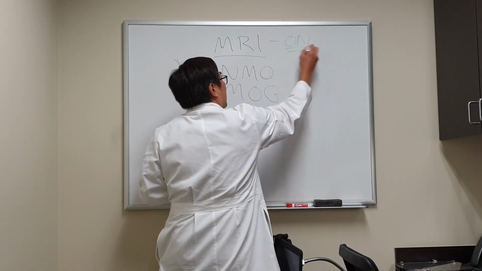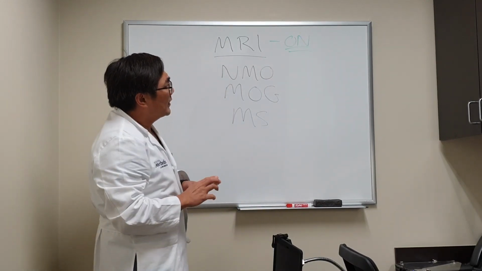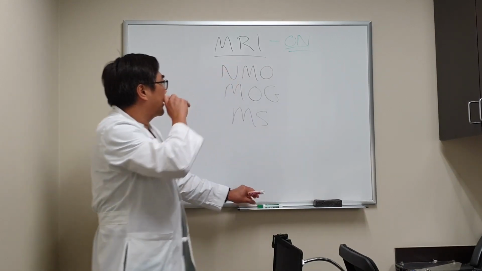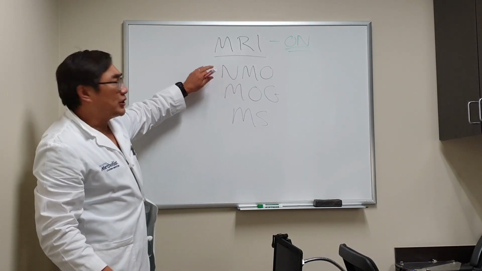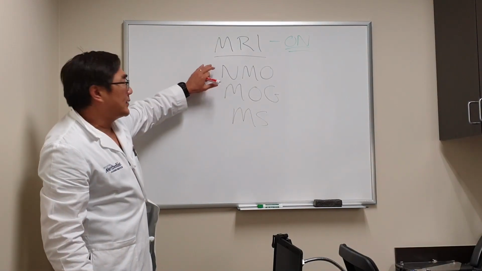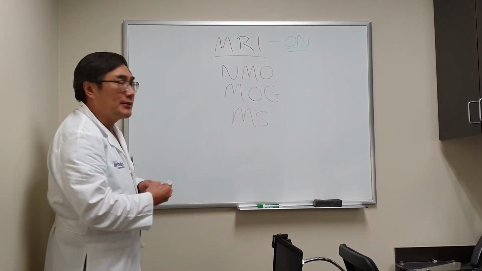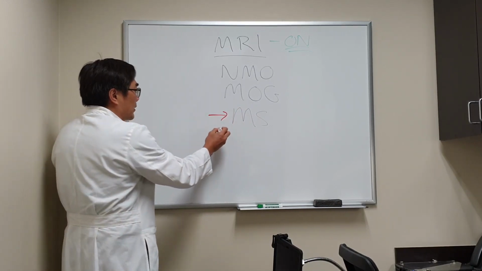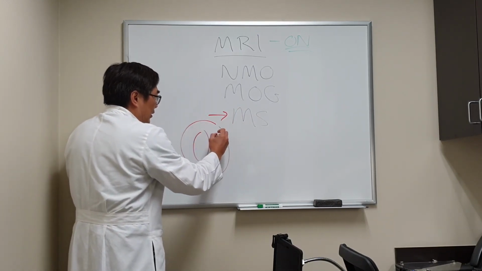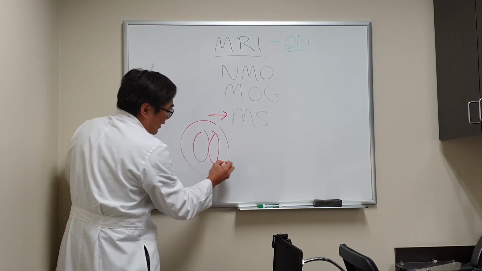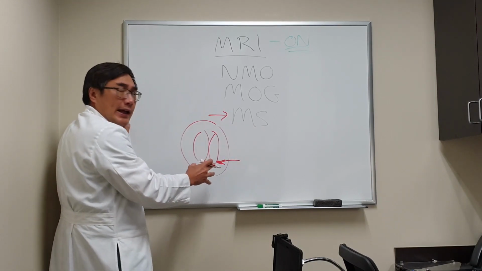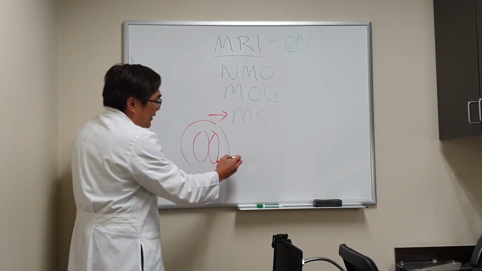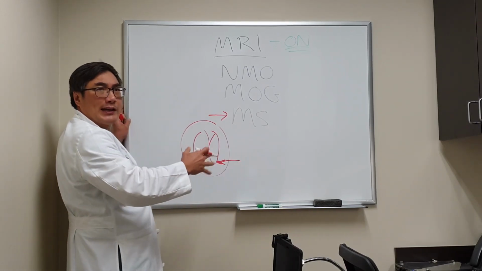Now, of course, there are differentiating features on the optic neuritis in terms of unilateral versus bilateral. But really, we're going to just be concentrating on the radiographic features that differentiate the three competing entities, NMO, MOG, and MS. So we'll just start with MS because that's the easiest one. In multiple sclerosis, the lesions are usually going to be periventricular, ovoid, and adjacent to the ventricle. And the more you have, the more likely it is to be that.